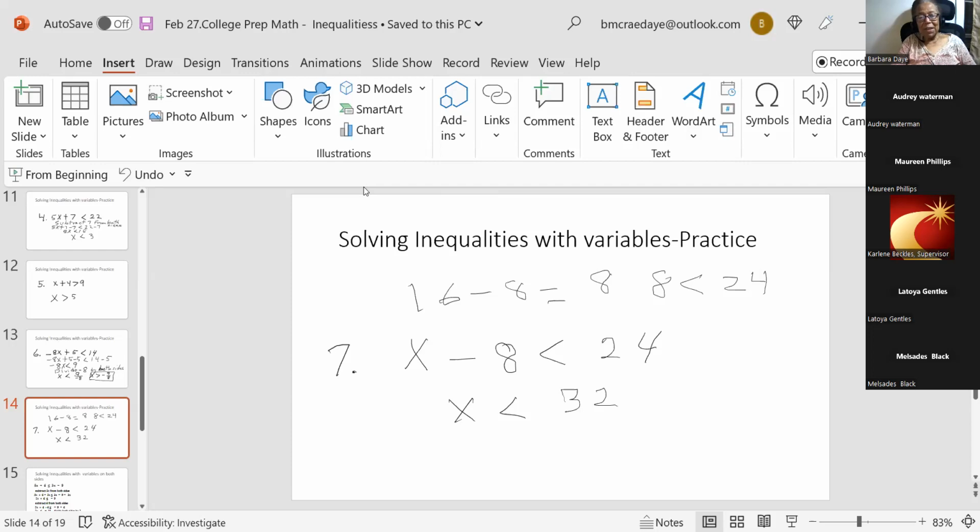But what if my number was 24? Could X be 24 in this inequality? If X is 24, would it satisfy this inequality right here? What's 24 minus 8, Audrey? 16. And 16 is less than 24. And 24 is less than 32. So you can take any number less than 32 and plug it in here and you get something less than 24.